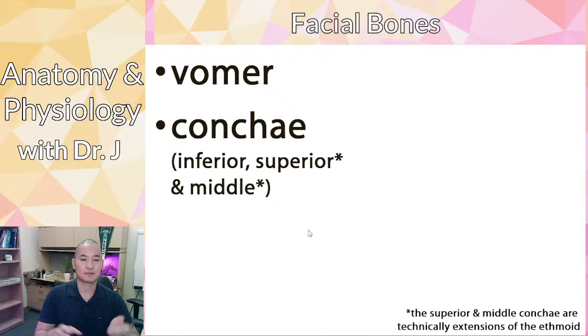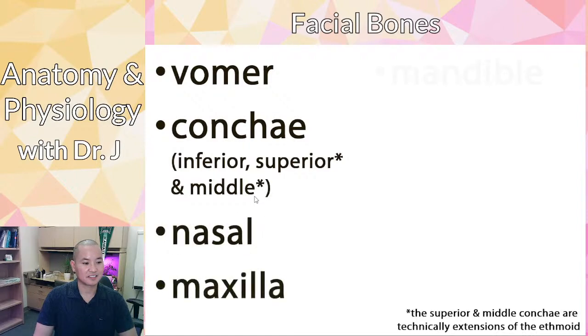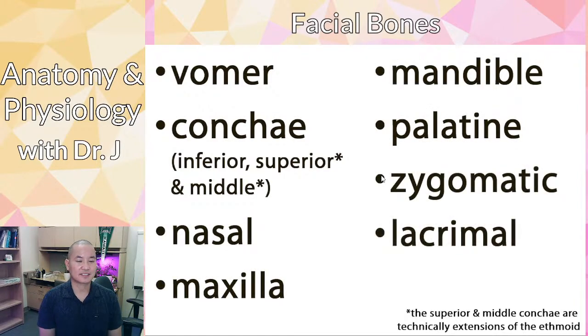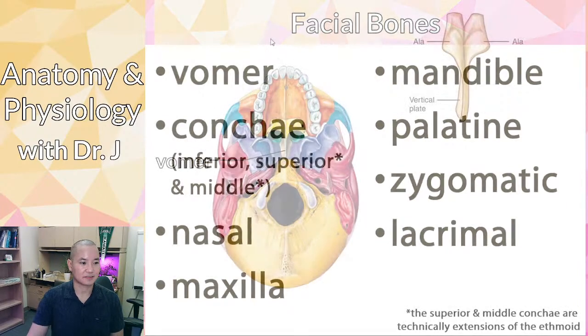So again, that's another reason why the ethmoid has that very complex structure. It actually has 2 pairs of these conchae. Then you have your nasal bone, your maxilla, your mandible, the palatine, zygomatic, and lacrimal. So again, these aren't the ones that house your brain. These are the ones that protect your face.